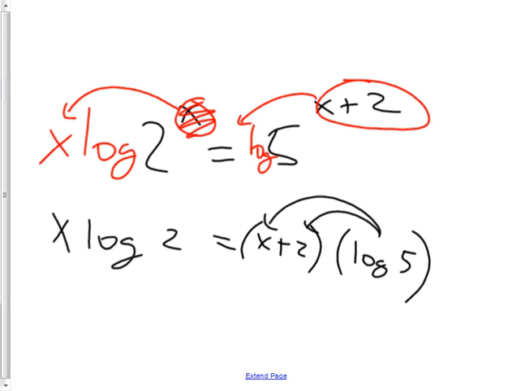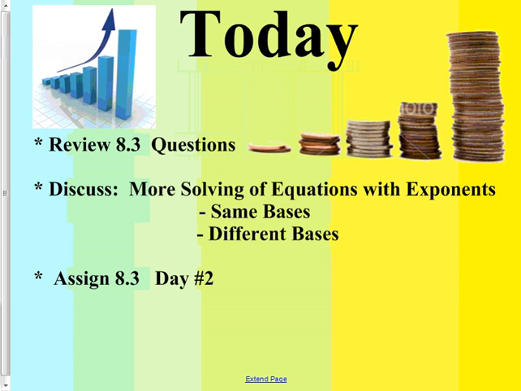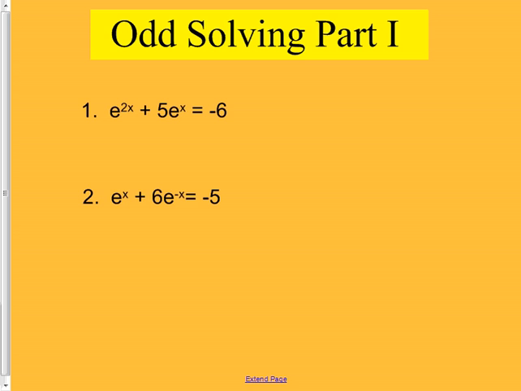The main point is, do you know how to get it set up so that you don't have x's in the power anymore? Because if the x's are up here in the power, you won't be able to solve it, unless you graph both sides and see where they cross. But there are no calculators for this next test. All right, so that's a review of pretty much everything you needed.